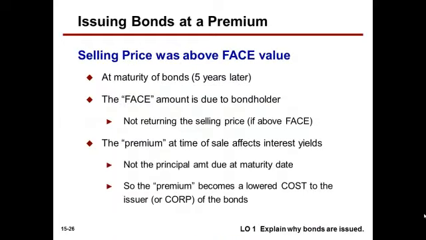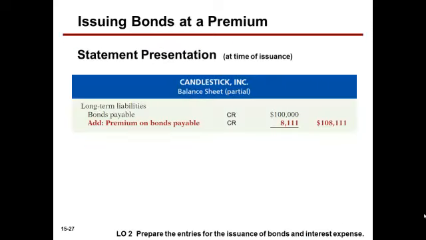So again, at maturity, we just owe the face amount to the bondholder. We're not returning the selling price above face, only the face amount. So this premium at time of sale affects interest yields, not the principal amount due at maturity date. So the premium becomes a lowered cost to the issuer of the bonds. Again, looking at the balance sheet presentation, right after the time of issuance of the bonds, $108,111, because that's exactly equal to the cash obtained by the company in selling them.